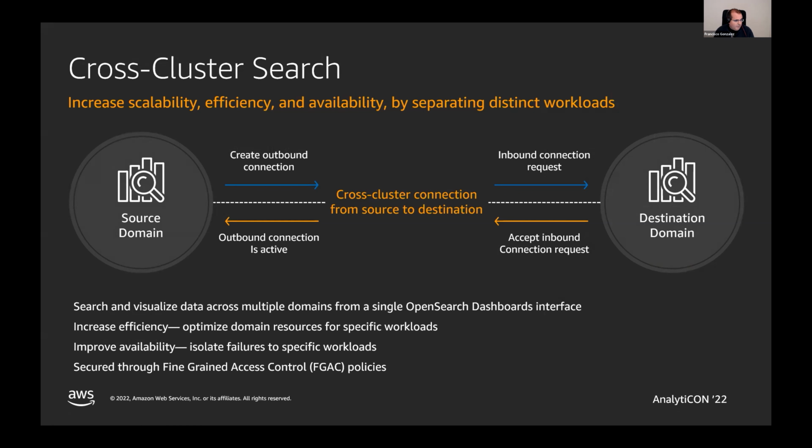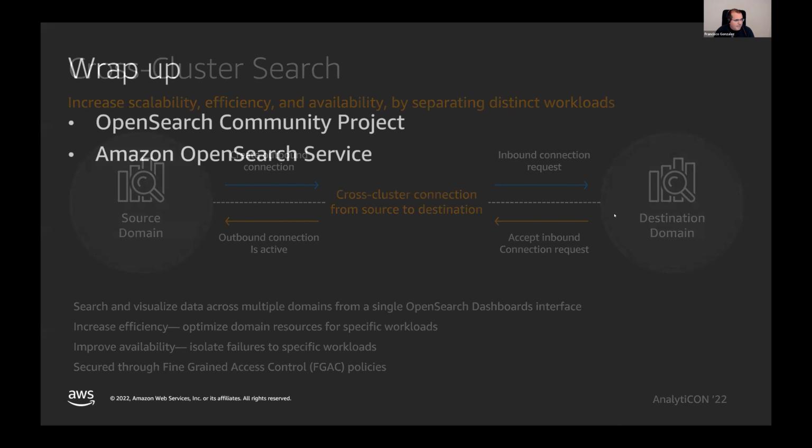On top of that, you have cross-cluster search. That's what is on the screen. Cross-cluster search is a great functionality in Amazon OpenSearch Service because it allows you to perform search across 2 clusters. Each of these clusters may be in different domains, and it helps you increase scalability, availability, security, and efficiency. So let's wrap up.